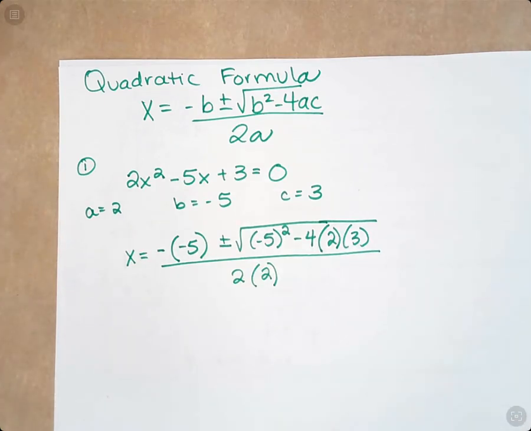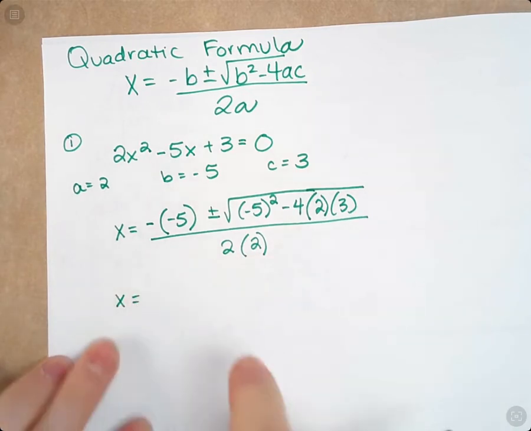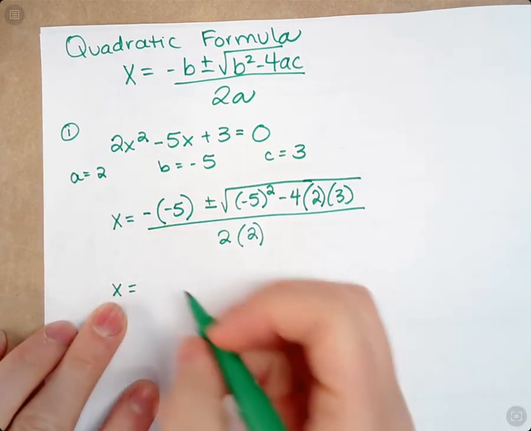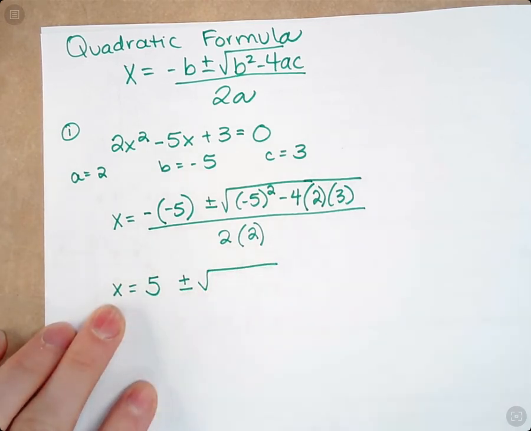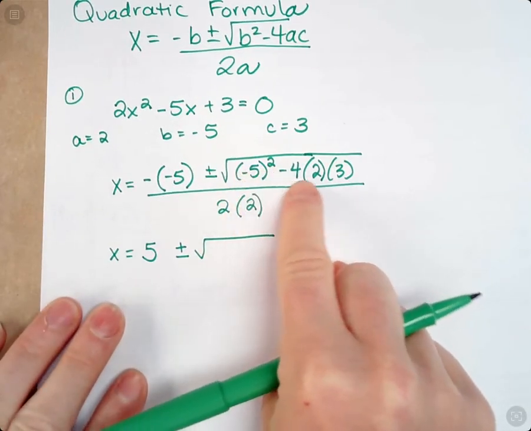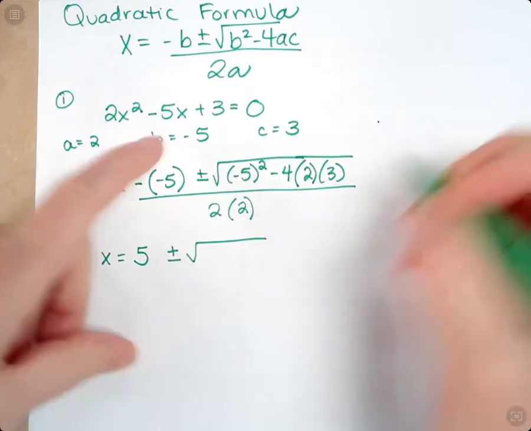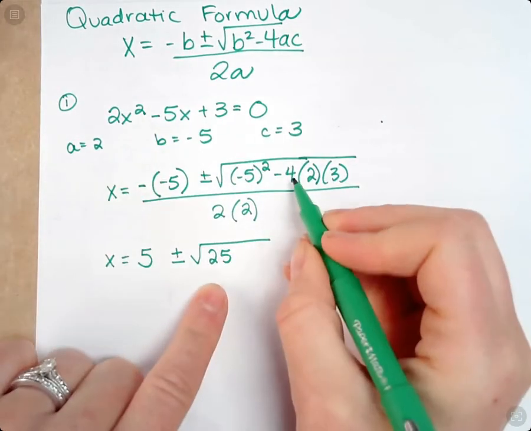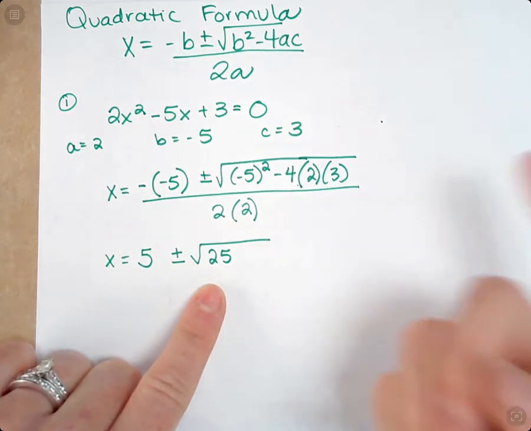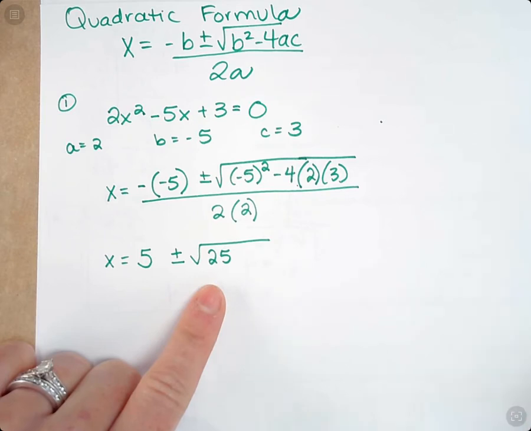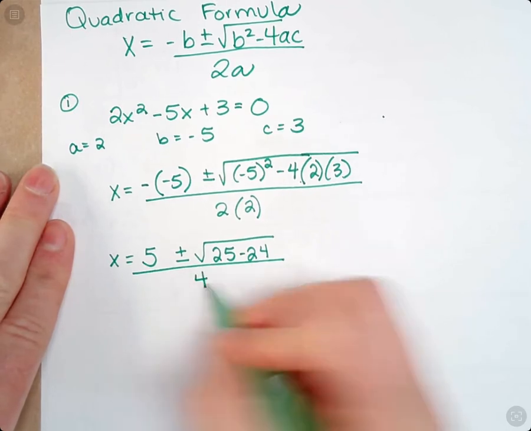Okay, we don't put it in our calculator just yet, okay? We're going to simplify it a little bit first. Negative is going to become positive 5, plus or minus the square root of. We can put what's in here in the calculator if we want, but we know negative 5 squared is 25. And then negative 4 times 2 times 3. 4 times 2 is 8. 8 times 3 is 24. So minus 24 over 4.